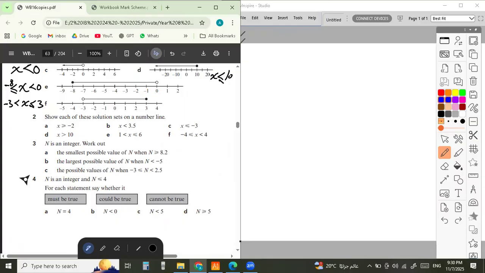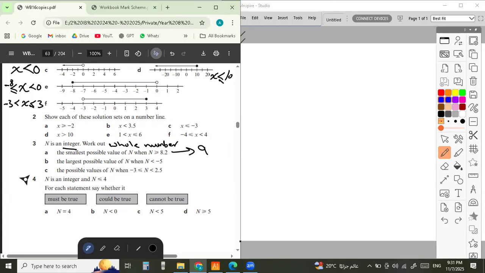Question 3, they're saying n is an integer. Work out the smallest possible value of n when n is greater than or equal to 8.2. They said it's an integer. What is the meaning of an integer? Whole number. Here is the key. n is a whole number that is greater than or equal to 8.2. What is the smallest possible value, mister? 9 is the smallest whole number n could be.